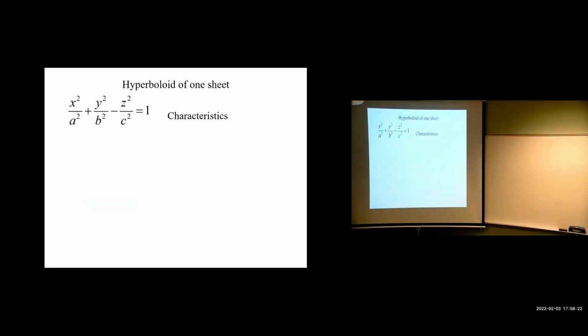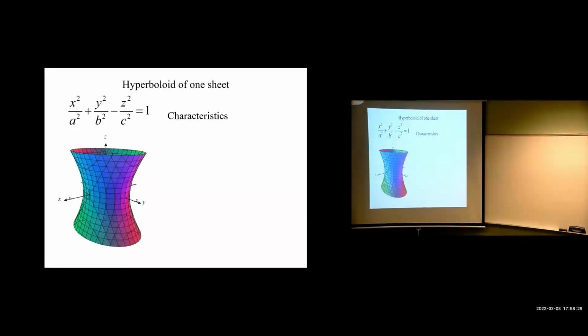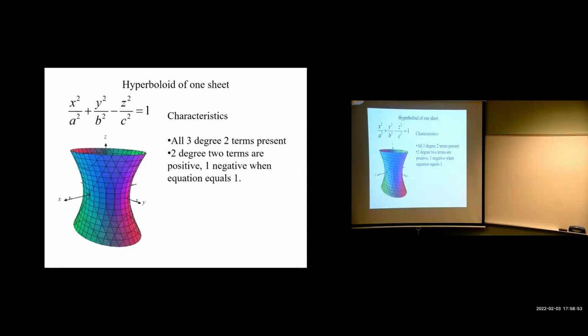A hyperboloid of 1 sheet. Notice what changed. We now have a negative right here, just the single negative. And that changed to a hyperboloid where now along these vertical planes, we have 2 hyperbolas. But if you look along the top, we have an ellipse. Because if we zero out the z, we have the formula of an ellipse. But if we zero out the x or the y, we have the formula of a hyperbola in 2D. So all 3 degree 2 terms are present.